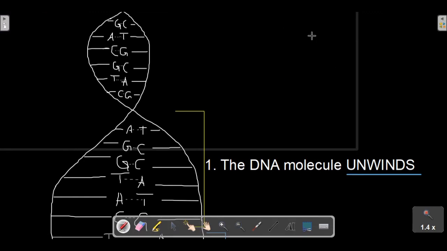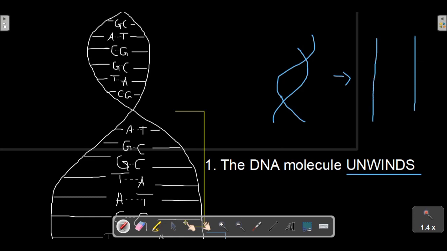Okay, that's a bad drawing. Wow. So from this twisted ladder into a side to side strand like that. Okay, straight, not twisted, untwisted. So that's the first thing that happens. It unwinds, guys. Okay, so it unwinds, it untwists. Okay, nothing much there.